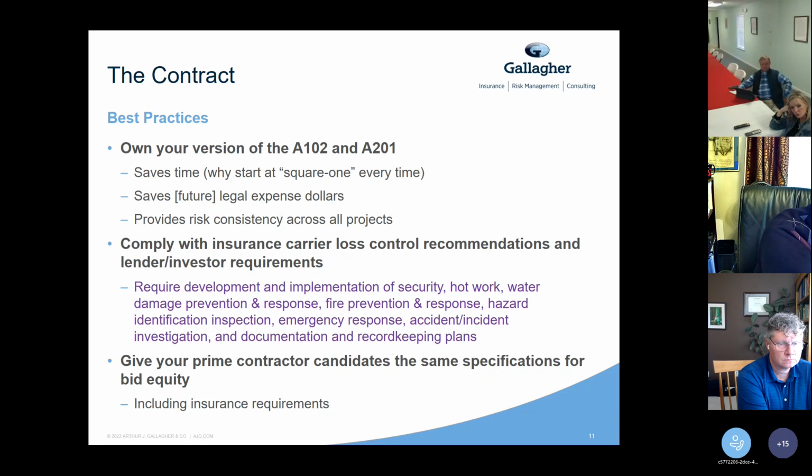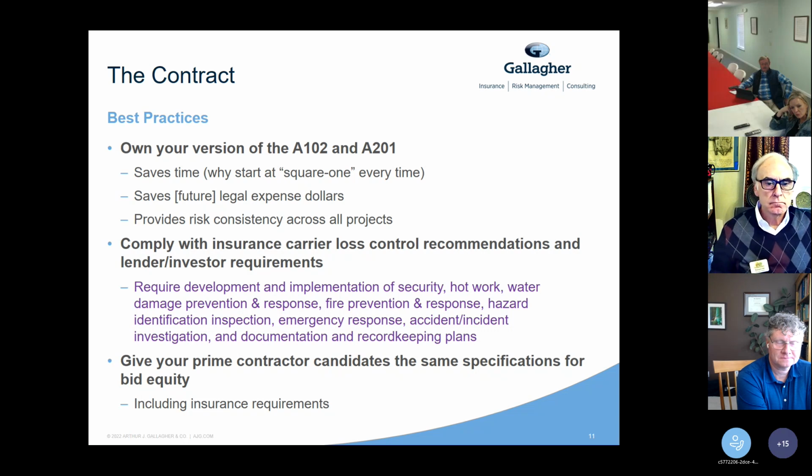Another best practice is to make sure you're complying with your insurance carrier's loss control. They say recommendations. Insurance carriers are starting to, they might as well call those loss control requirements now, as well as your lender investor requirements. So your lenders and investors may ensure certain types of coverages are in place. Some may also require that certain loss control plans be in place.